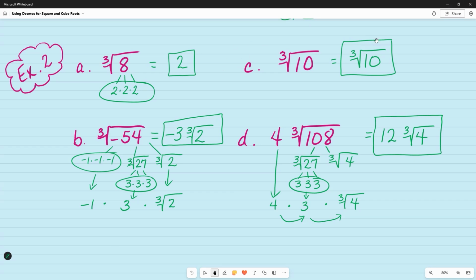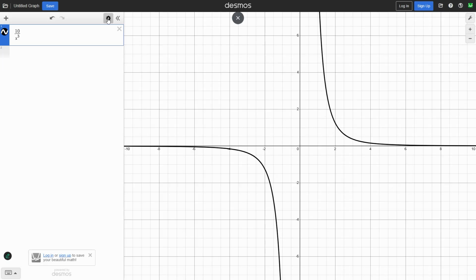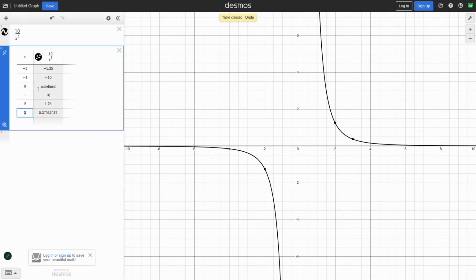For C, I'm going to take the cube root of 10. So once I go to my table, I'm going to notice that 10 is in the y column, which means I can't take it from under the radical, and 1 is in front. My answer is just going to remain the same.